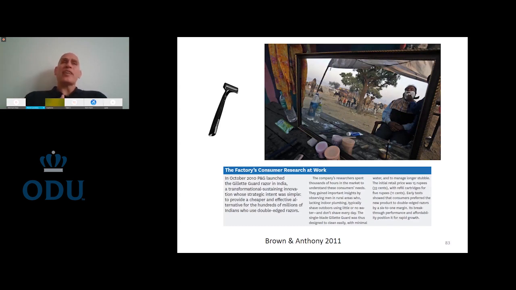But they didn't go to the main cities where most of the population is actually living. They looked into the country areas to see what people there needed. And what they found out is that males in those areas actually don't shave that often, and they grow big beards, and the hair becomes really thick and big.